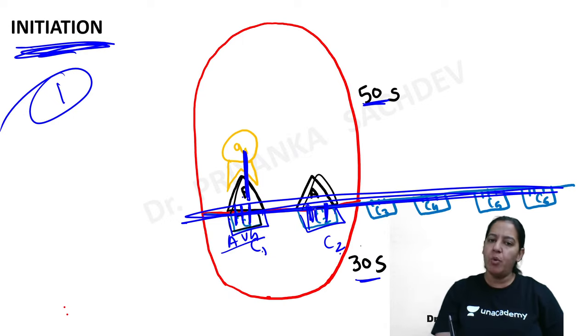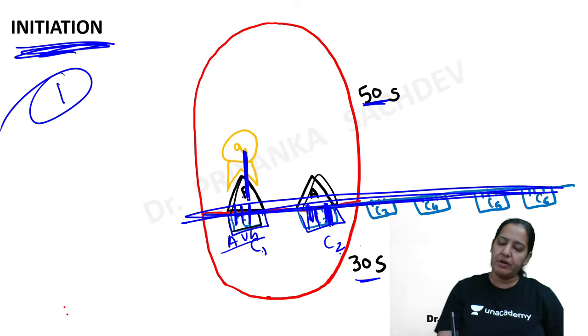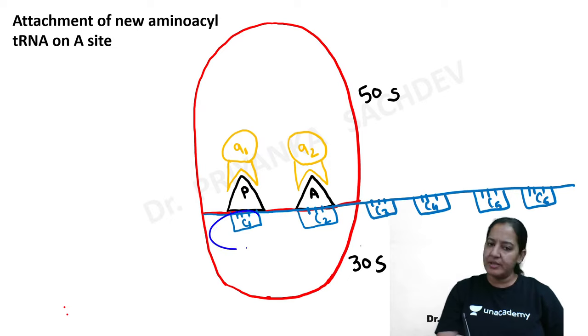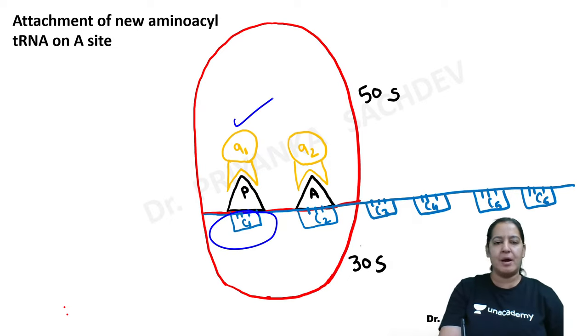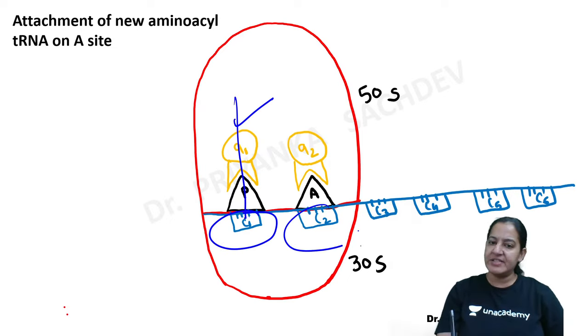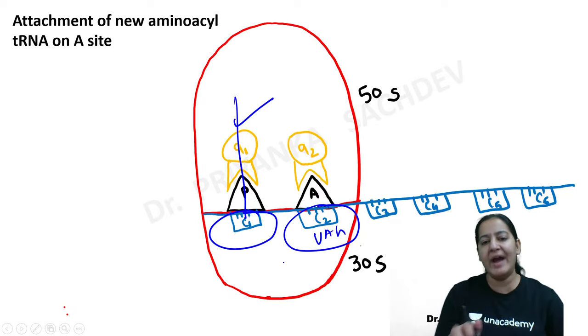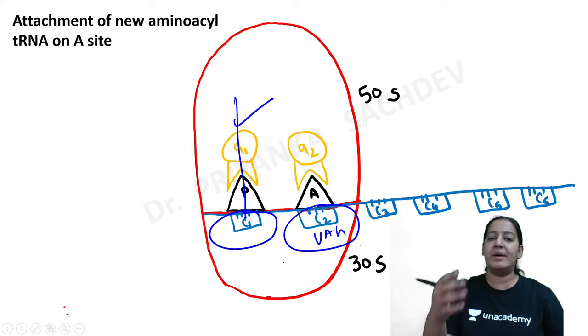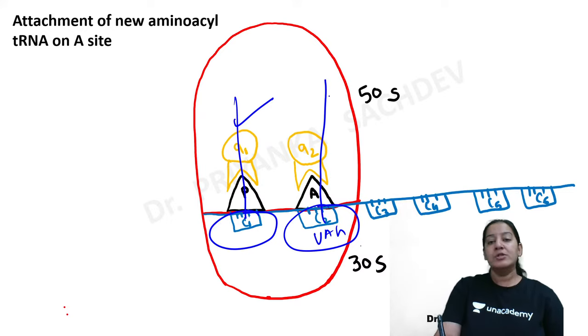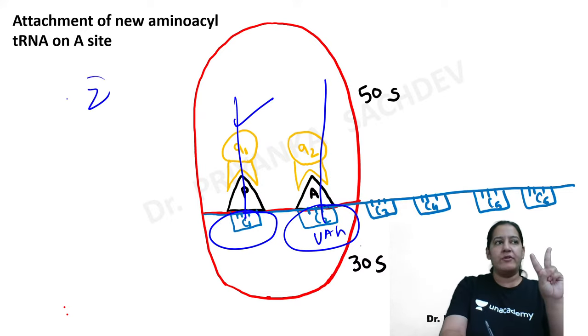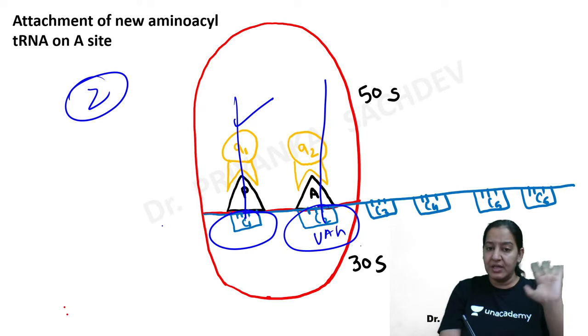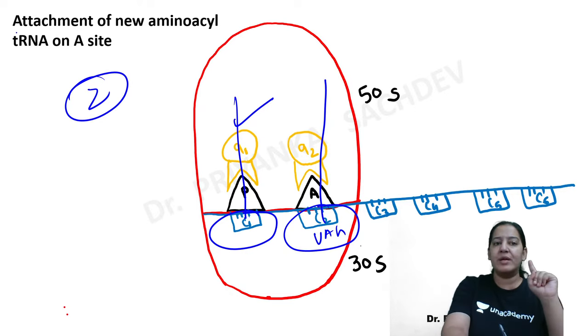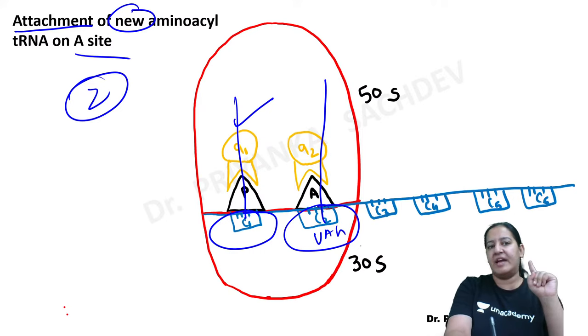Now, at the A window, whatever codon is there, there is a call for it. So for C1, the first amino acid is coming and binding here. Now, there is a call for C2. Whatever C2 is, I don't know, it is UAG, UAA, I don't know. Out of the 64, one of the codons is there, right? So there is a call for that particular amino acid. So wherever that particular amino acid is, it will come and bind at the A window. So this is step number 2 in translation. Here, this step is known as attachment of a new amino acid at the A site.